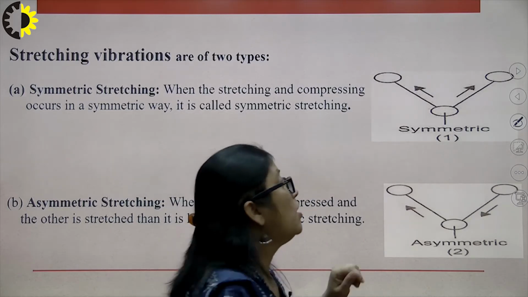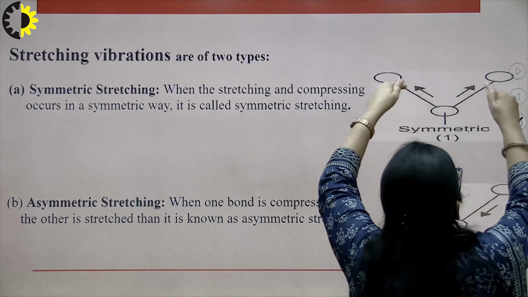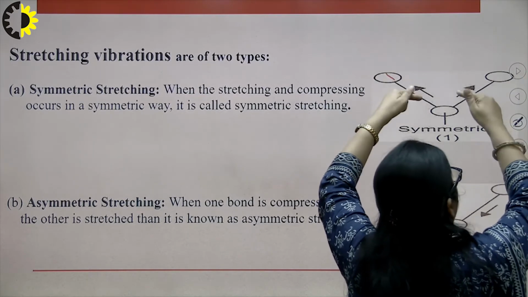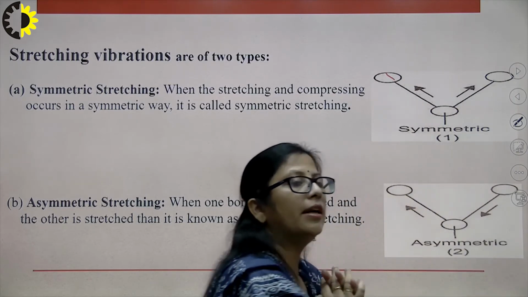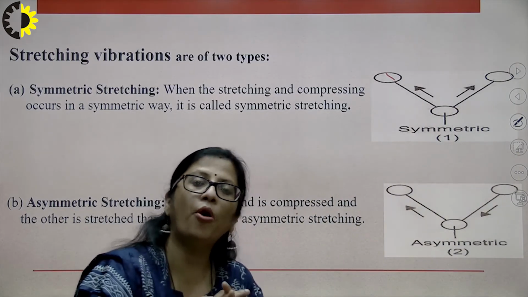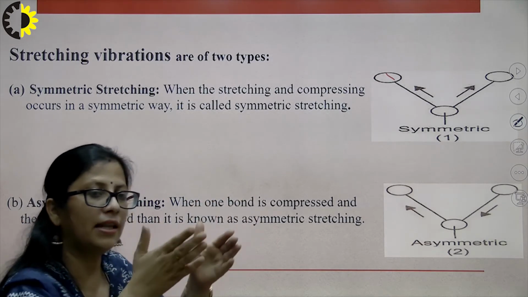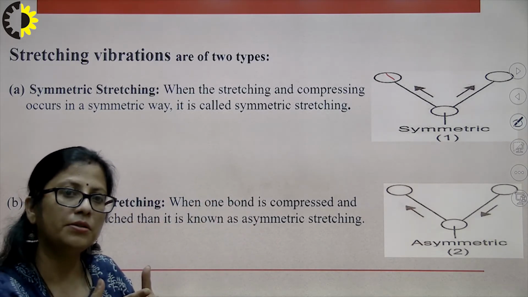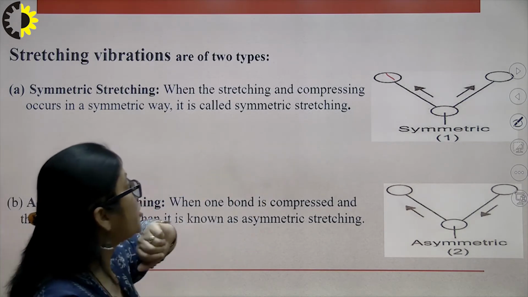That means at the same time both the atoms are going to move away from the central atom, that is, the bond will get stretched, and at the same time they are going to come nearer to the central atom, that is, the bond is going to relax. So simultaneously they will move away and then they will come closer to the central atom. So that is the symmetric stretching.